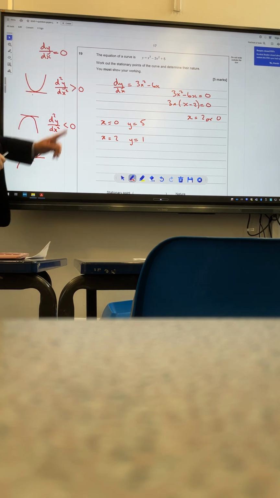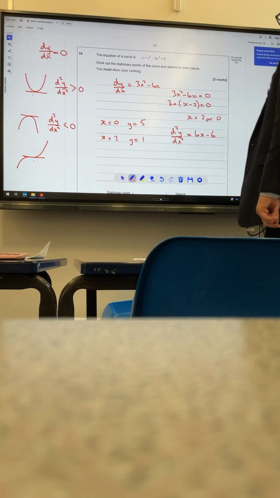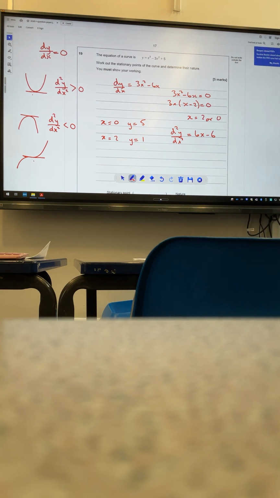Now, second derivative. So let's work out the second derivative. So we differentiate again. And we get, annoyingly, oh no! Silly me. It's going to be okay. We get dy by dx equals 6. Second derivative equals 6x. No. 6x minus 6. Second derivative is 6x minus 6.